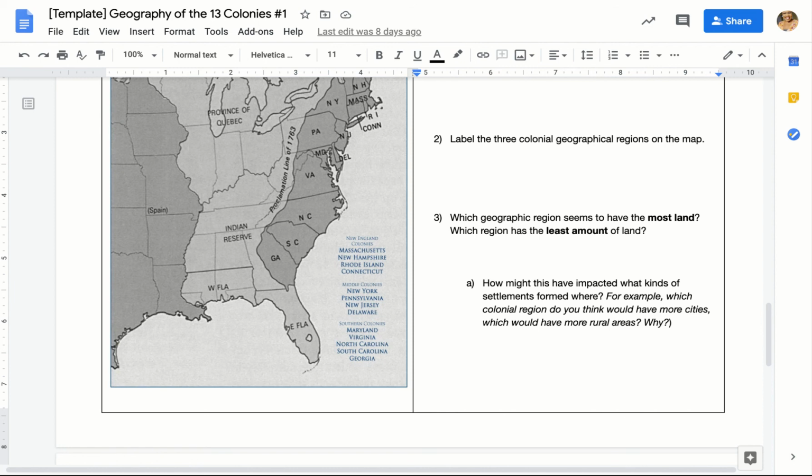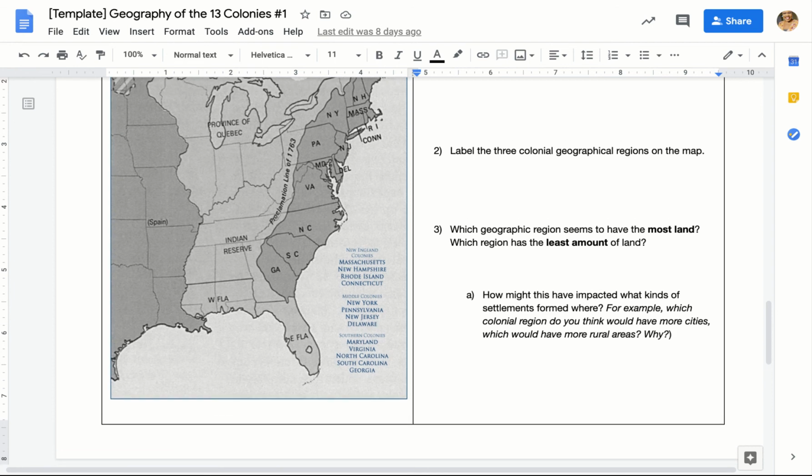So you would just say, I think that the such and such region has more cities because blah, blah, blah. I think the such and such region is more rural because XYZ. So that's all you have to do. And then you're just going to make sure that you submitted your Ed puzzles, that you get your credit, and then you'll be good to go.